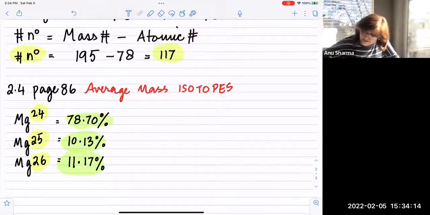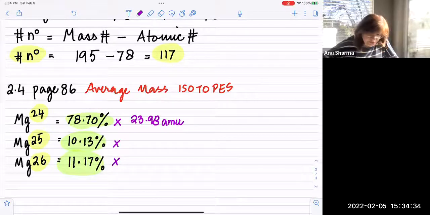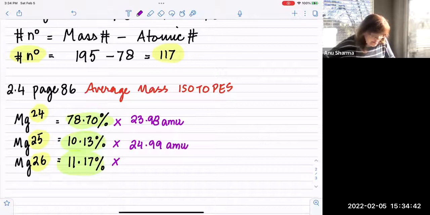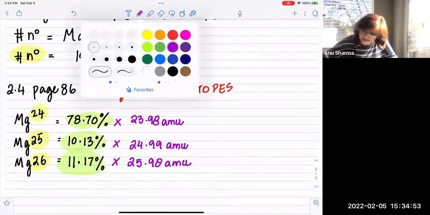Okay, so what do we see here? In the first case, we need to find the mass of magnesium 24, which, a more exact mass of magnesium 24, is 23.98 atomic mass units. Magnesium 25 is 24.99 atomic mass units. Then magnesium 26 is 25.98 atomic mass units.